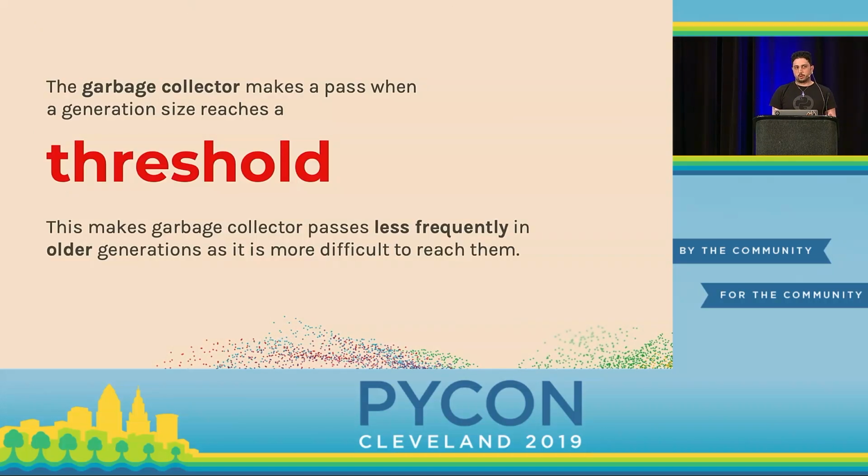So you may think, okay, when do you run the algorithm in a generation? You run the algorithm in a generation, what we call a pass of the garbage collector, when the generation reaches a certain threshold. This means that the generation has a certain number of objects inside. And you can actually inspect these numbers.